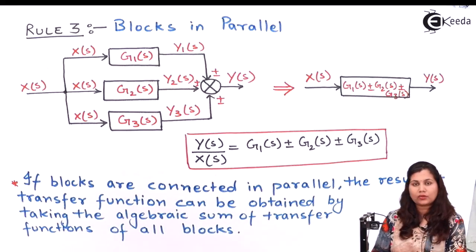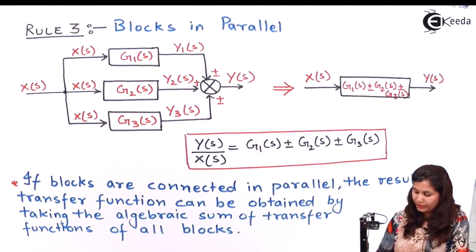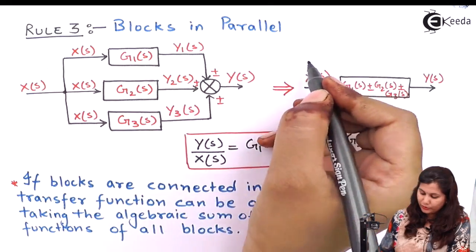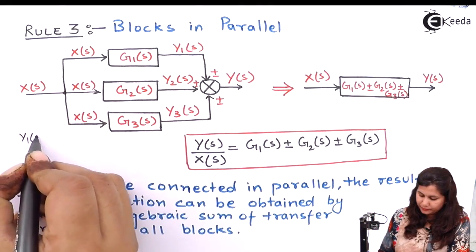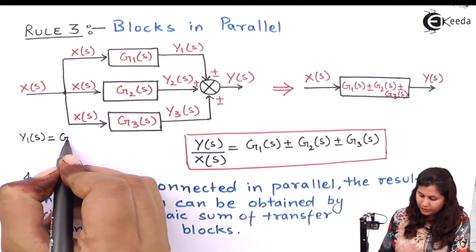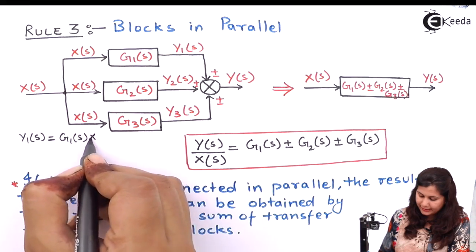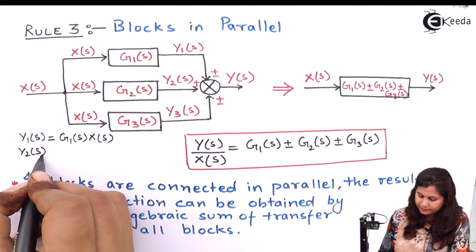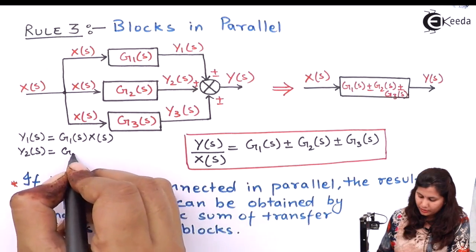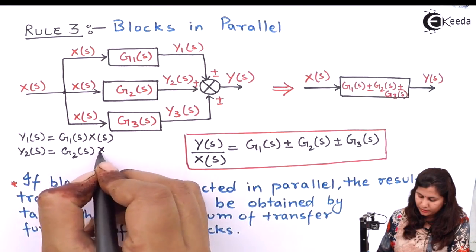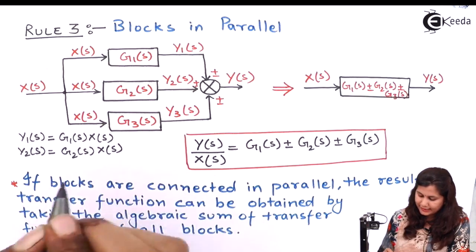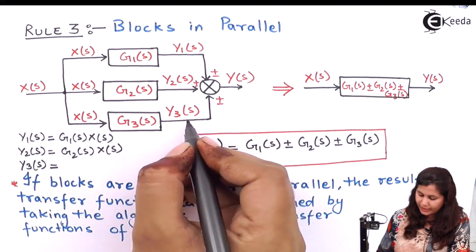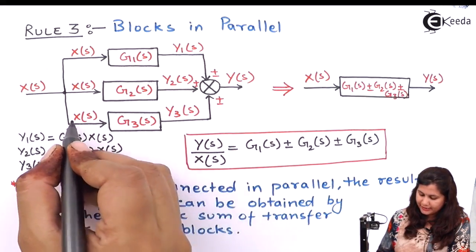We can prove this also. Let's prove how we get this. Y1(s) is equal to G1(s) X(s), Y2(s) is G2(s) X(s), and Y3(s) is equal to G3(s) X(s).